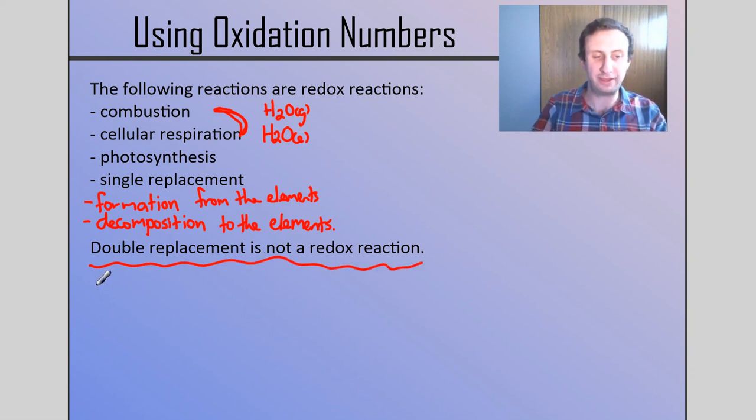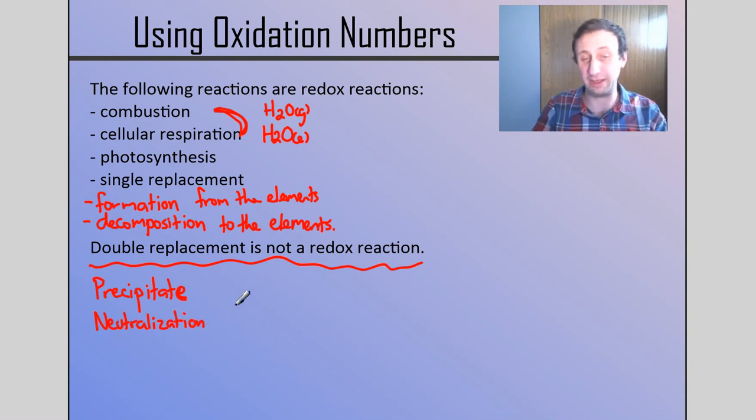So this includes things like precipitate reactions, right? So if I have two aqueous compounds reacting to make a precipitate, then that is not going to be a redox reaction. Also, neutralization reactions, that's a double replacement. That also will not be a redox reaction. So no electron transfer is taking place in those reactions at all.